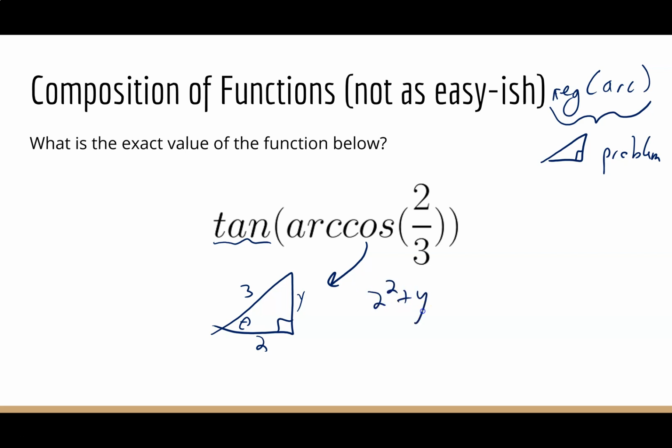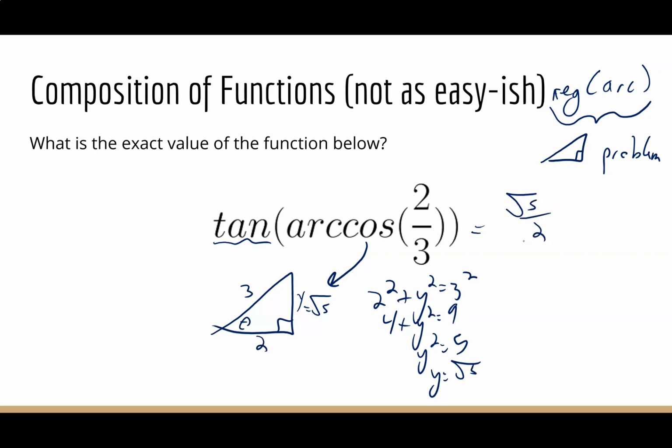So 2 squared plus y squared equals 3 squared. 4 plus y squared equals 9. Y squared equals 5. So y equals square root of 5. And so tangent of that is square root of 5 over 2. And then the last thing we got to figure out is what quadrant were we in, so we know if our answer is positive or negative.